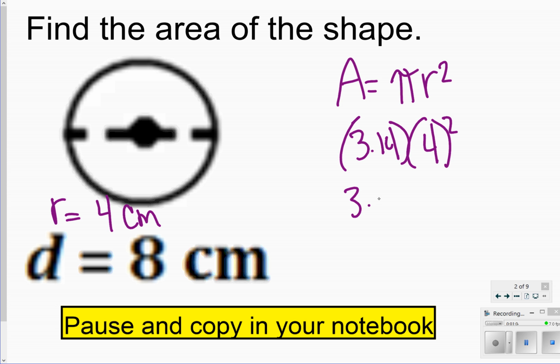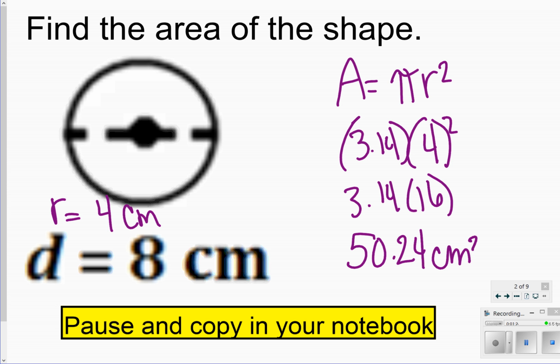So 3.14 times 16. Now with your calculator, go ahead and calculate this value to figure out what the area of this total circle will be. And in this case, we'll find that it is 50.24 centimeters. And because it's area, remember we always square our units. So there we go. Make sure you have that information, the image drawn with the work in your notebook.